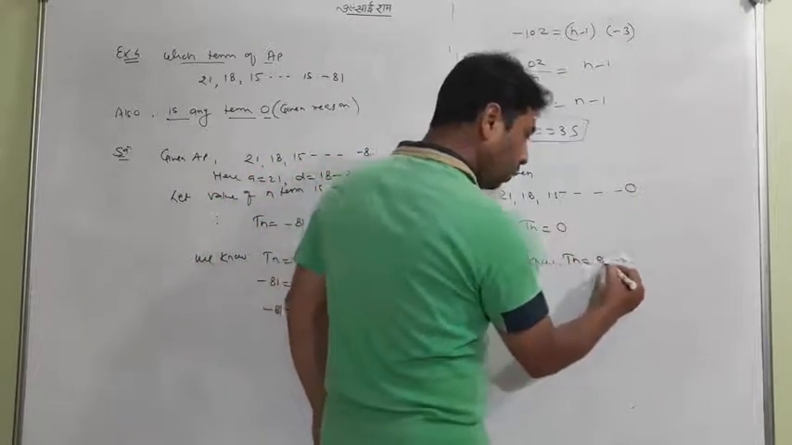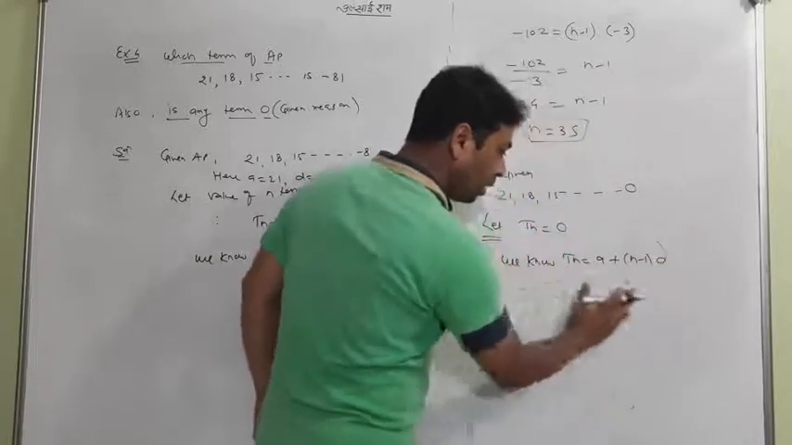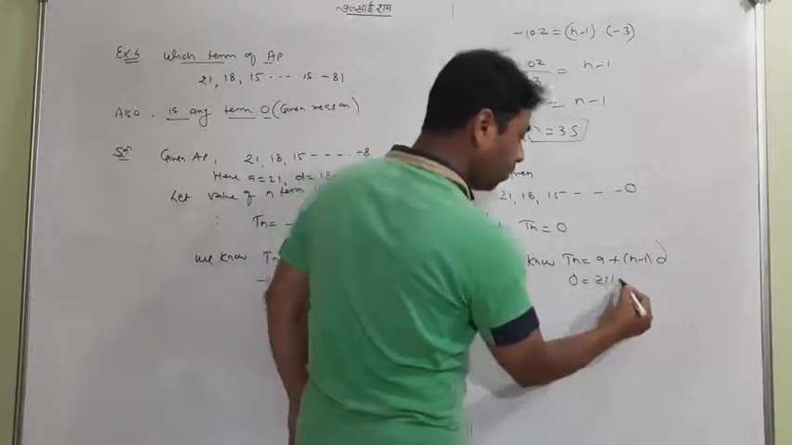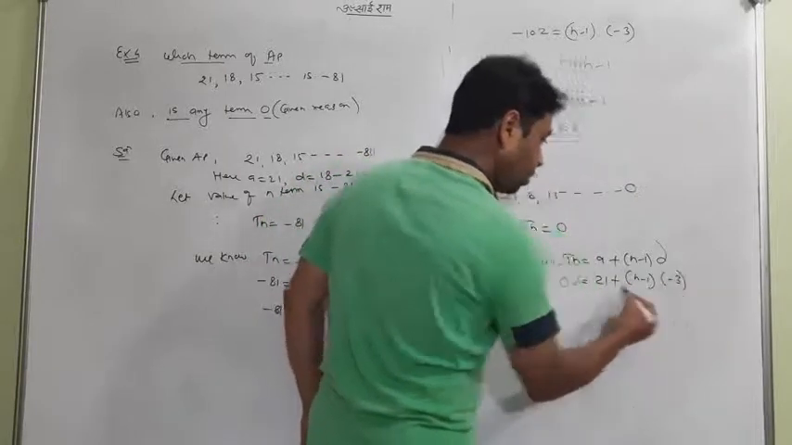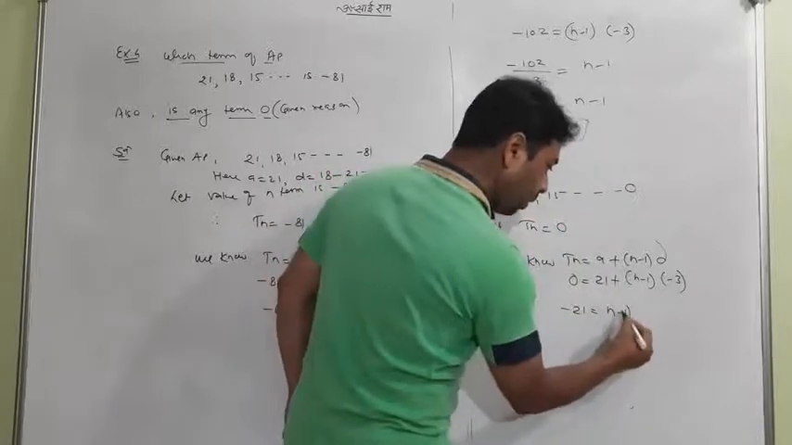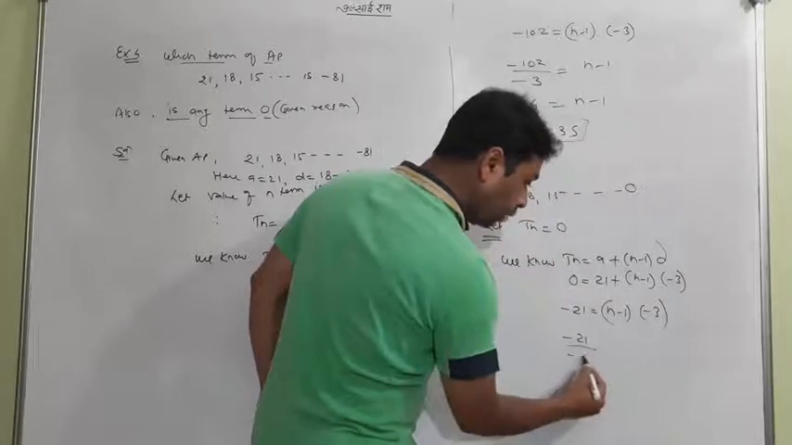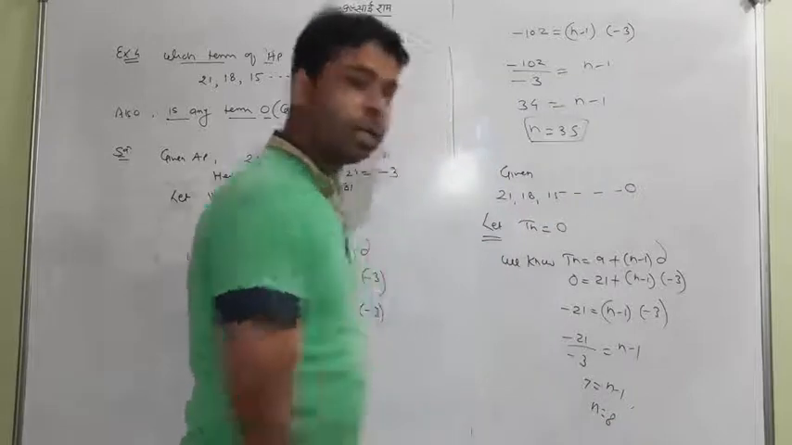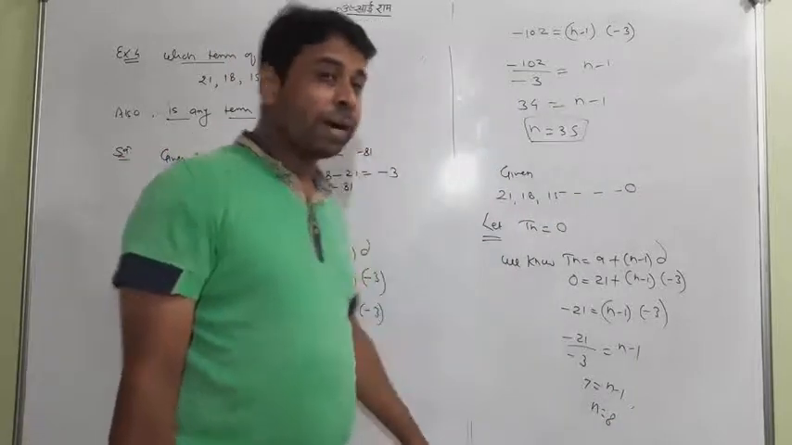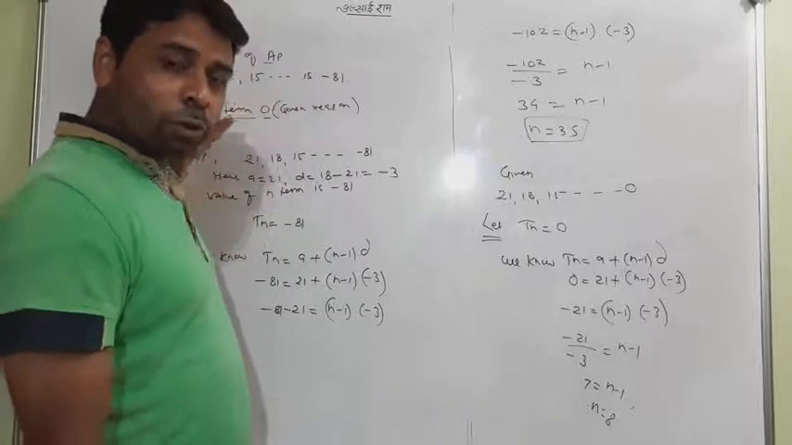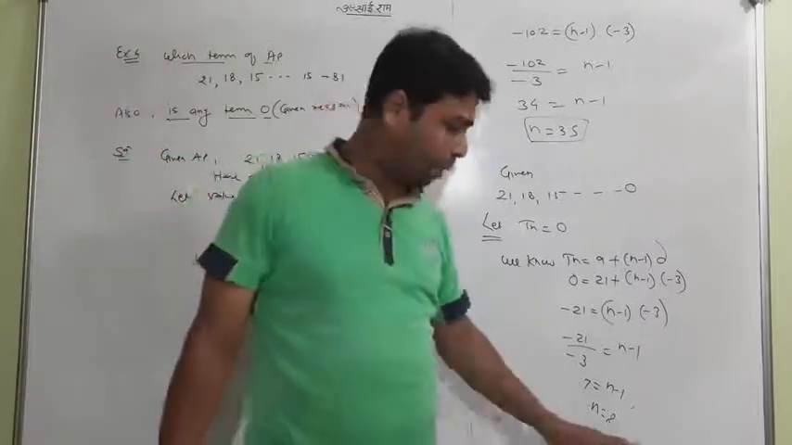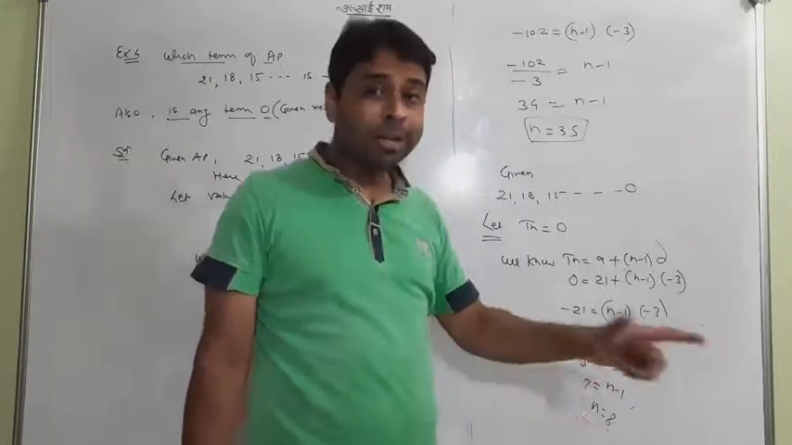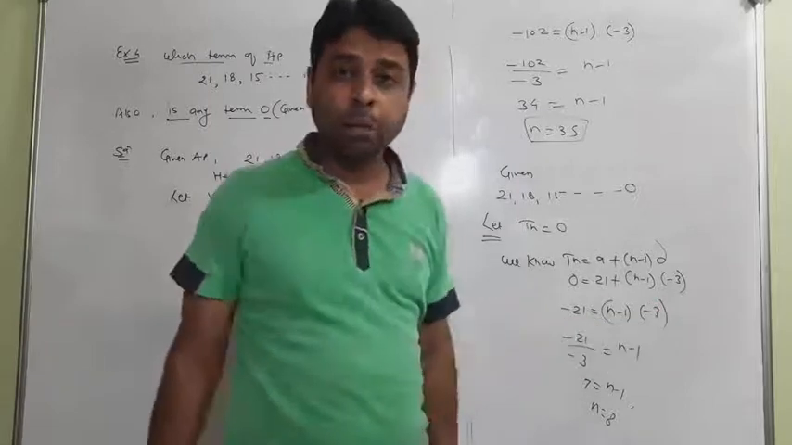We know Tn equals a plus (n minus 1) d. Now Tn is equal to 0. a is 21. d is minus 3. 21 will transfer here: minus 21 equals (n minus 1) into minus 3. So minus 21 upon minus 3 is equal to n minus 1. 7 equals n minus 1, n equals 8. It means the 8th term of this AP is 0, and we have answered the question. If n were coming as a fraction or a negative number, we would immediately say that 0 cannot be a term of the AP.